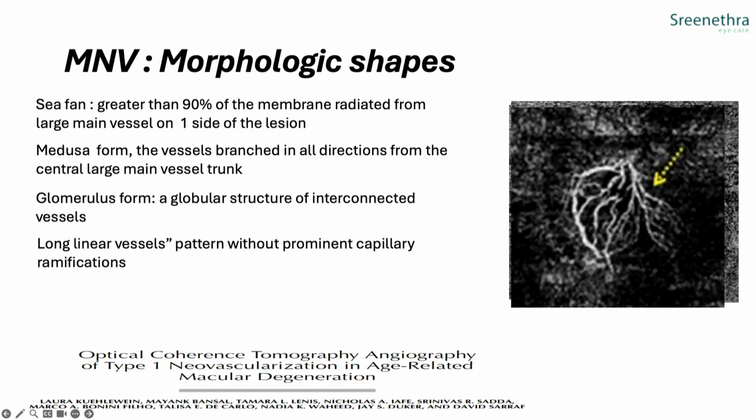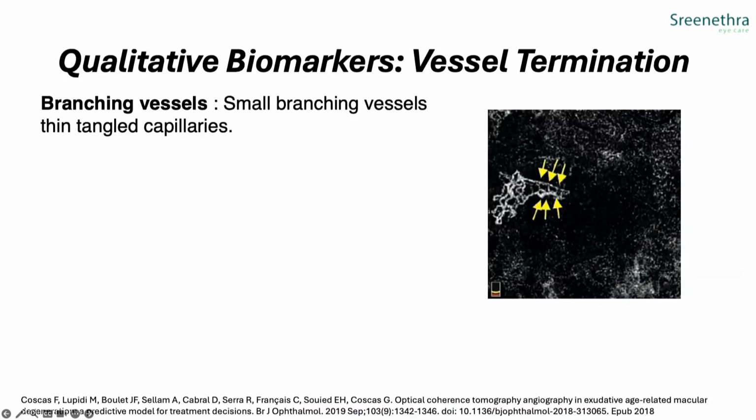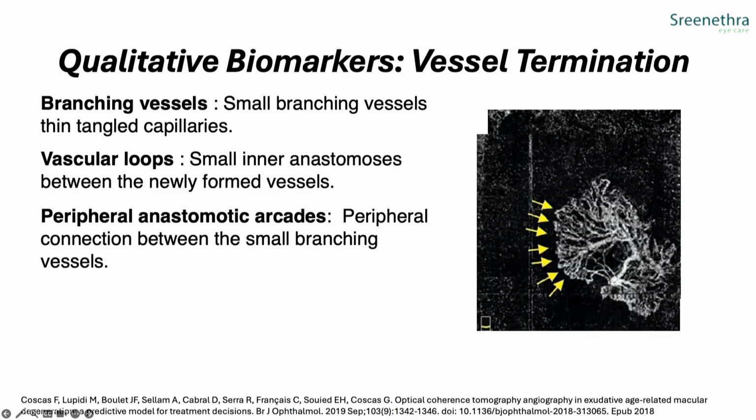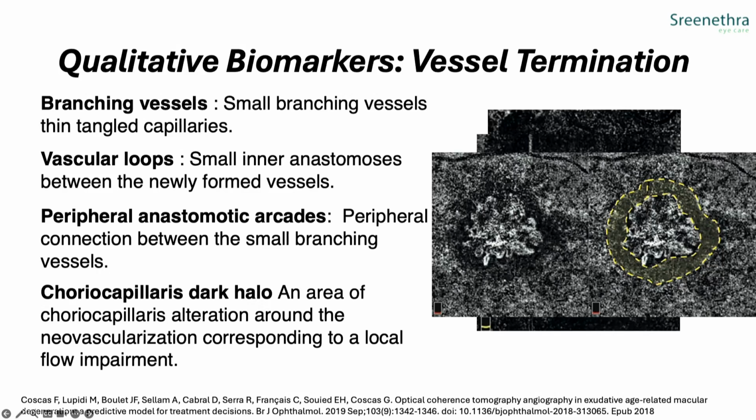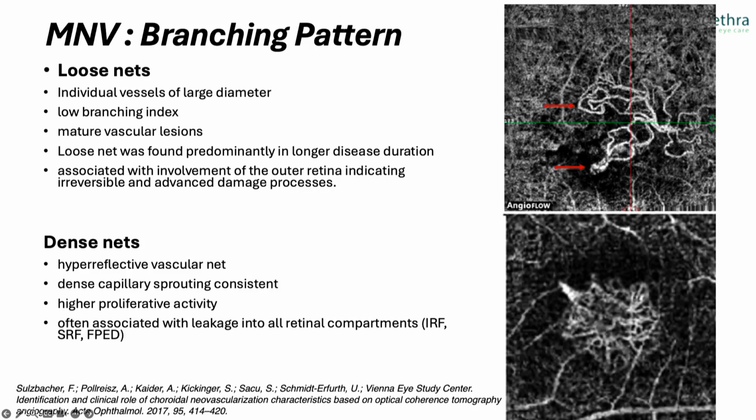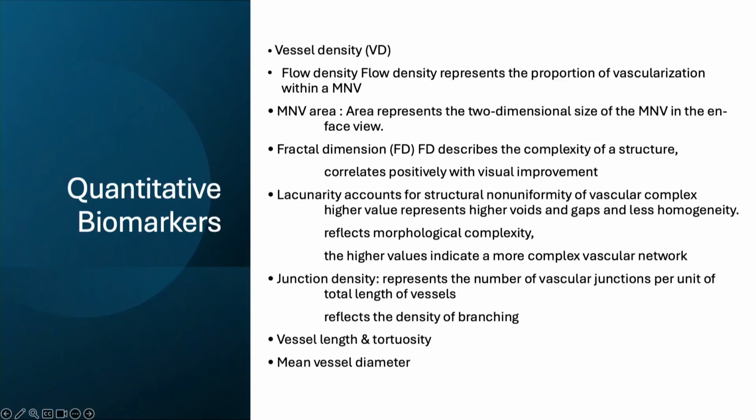Whereas these long linear vessels where there are no capillary ramifications, these are like a dead tree pattern and resemble the mature vessels which respond poorly to the anti-VEGF. The other biomarkers are the vessel termination, again the branching vessels, the vascular loops, and the anastomotic arcade along with this halo, again are an indicator of activity and tend to be treated. The Skalsbergs described these loose nets and dense nets. Loose nets were again these mature vascular lesions, whereas dense nets had higher proliferative activity and responded to the anti-VEGF.